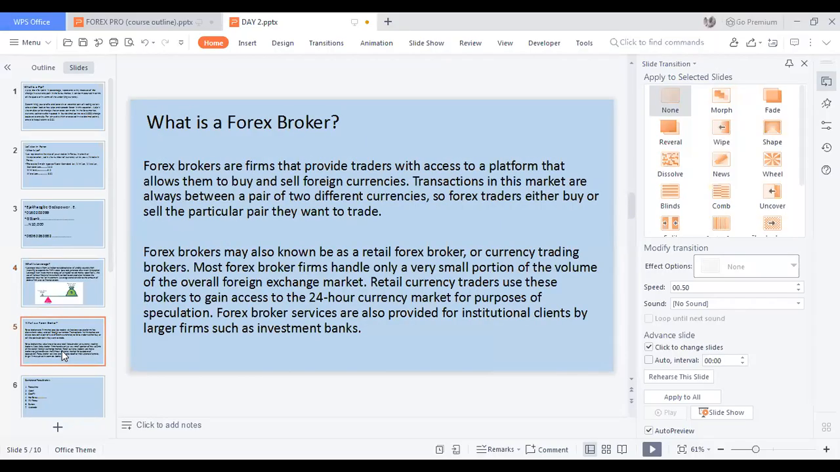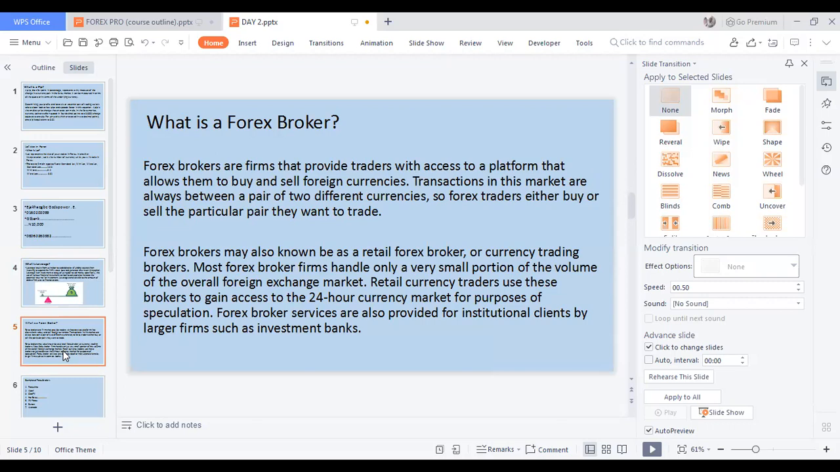The next one is brokers. Brokers are firms that provide traders with access to a platform that allows them to buy and sell foreign currencies. Transactions in this market are always between a pair of two different currencies. So traders either buy or sell the particular pair they want to trade. Forex brokers may also be known as retail forex brokers.